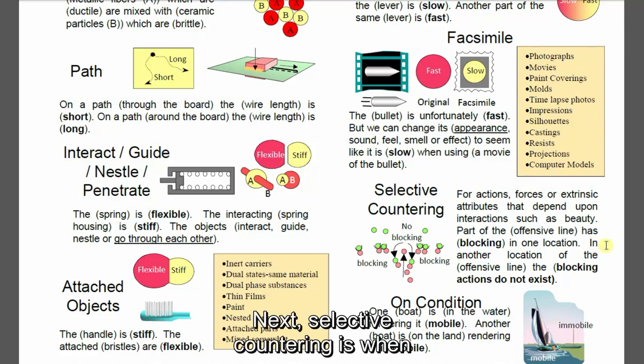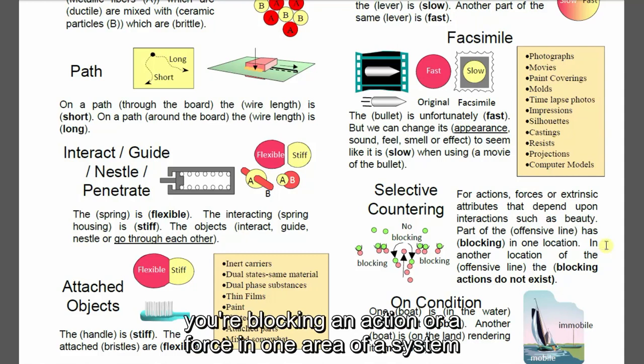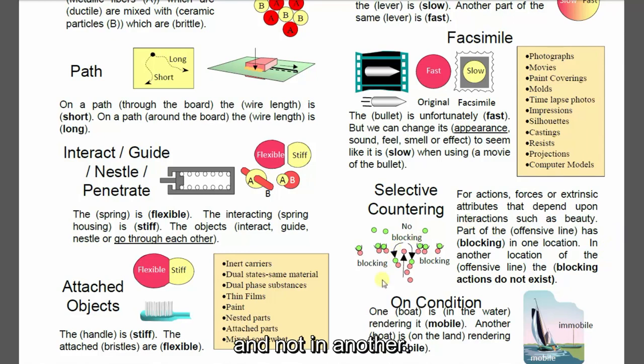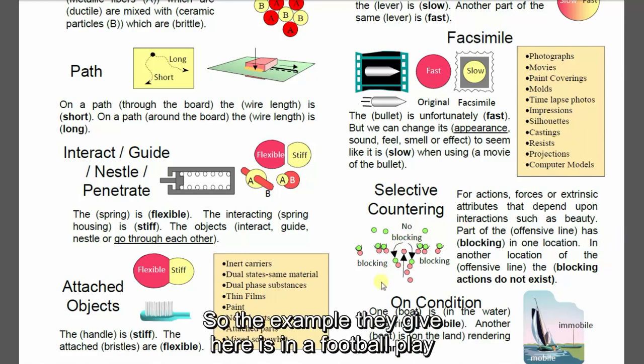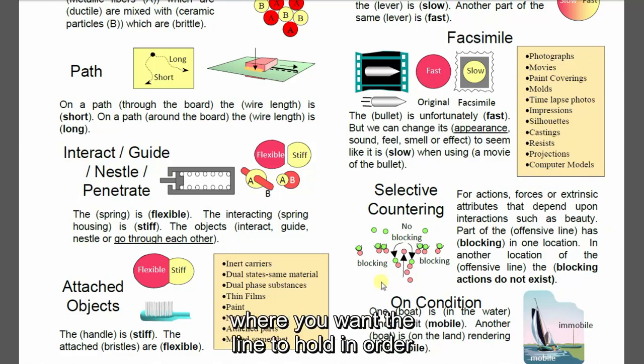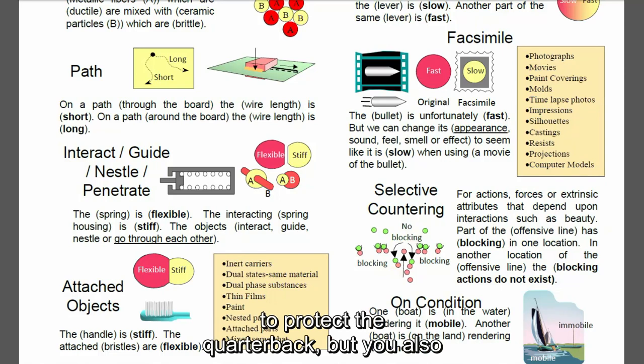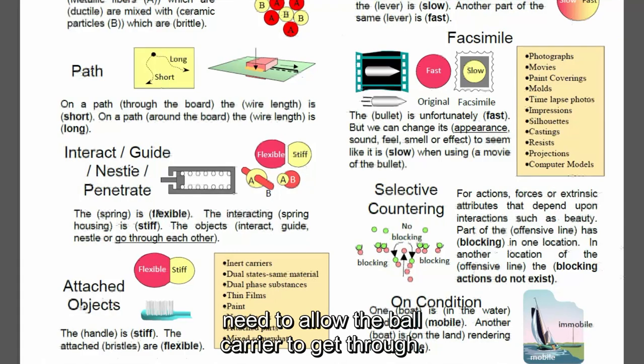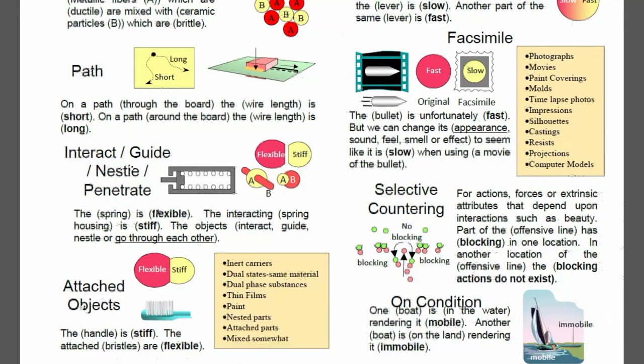Next, selective countering is when you're blocking an action or a force in one area of a system and not in another. So the example they give here is in a football play where you want the line to hold in order to protect the quarterback, but you also need to allow the ball carrier to get through.